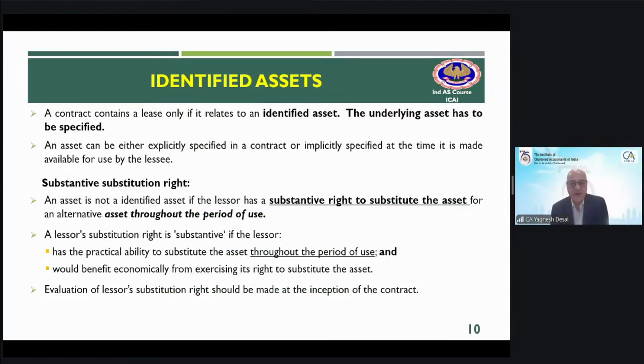Only if it is to the identified asset, the underlying asset has to be specified, and this specification may be either explicit or implicit. An asset is not identified if the lessor has a substantive right to substitute the asset for an alternate asset throughout the period of use. So the point is, if the lessor has a prerogative right to use this underlying asset for his economic benefits, we will not call it a lease, which will trigger the recognition of lease payments and ROU assets.